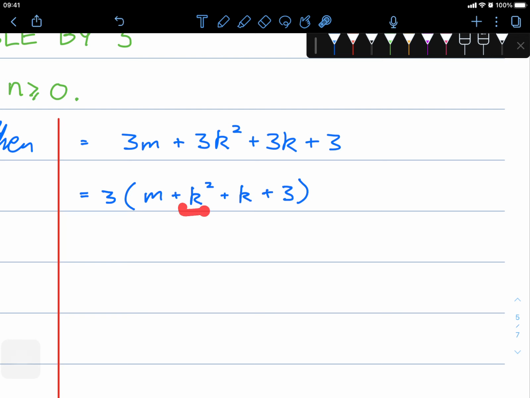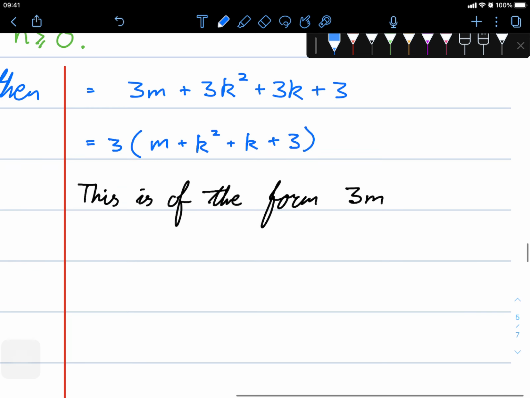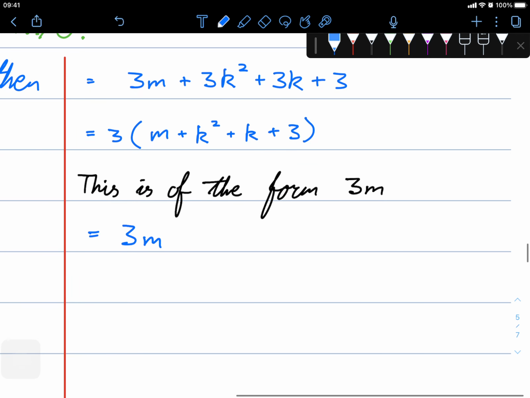Now remember, k and m are just some sort of integer. So once again, you can say that this is of the form 3m. So that expression looks something like 3m, which is equal to the right hand side.